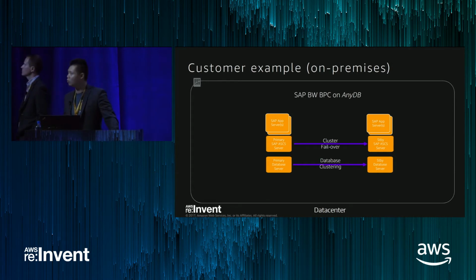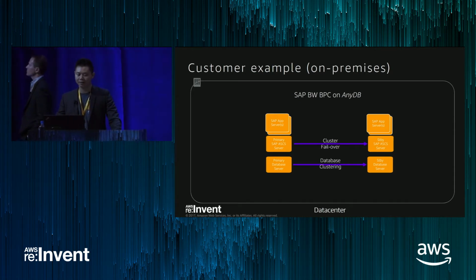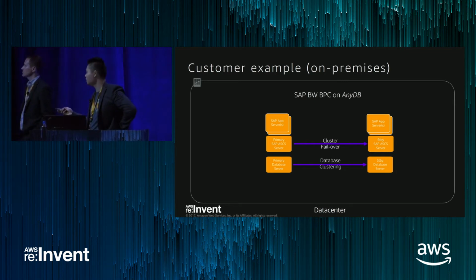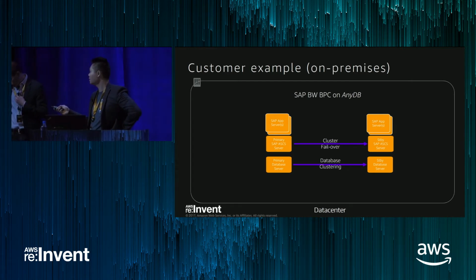Okay, just to share a quick example of a real live AWS customer. This is their on-premises environment. This is a Fortune 500 customer. They are running SAP BW 7.4 on any database. To protect their database, they ended up using a database clustering solution. The primary database is then replicated to the standby database. And then for their ASCS, they also had a clustering solution with some app servers, right?